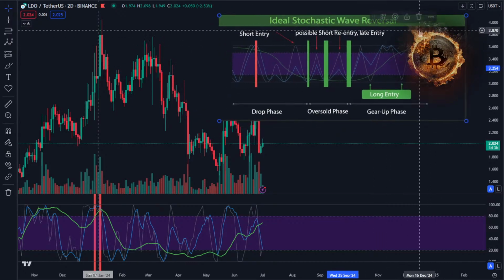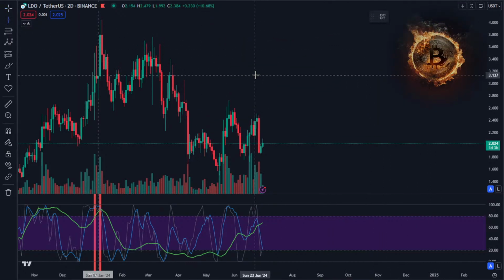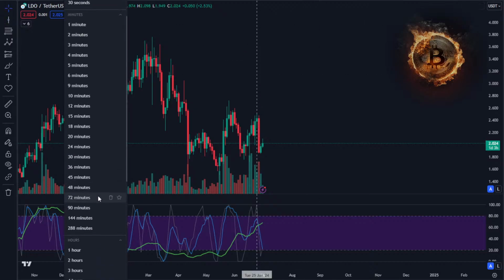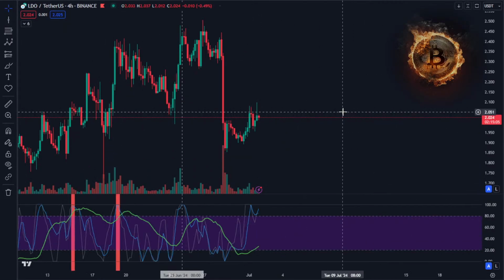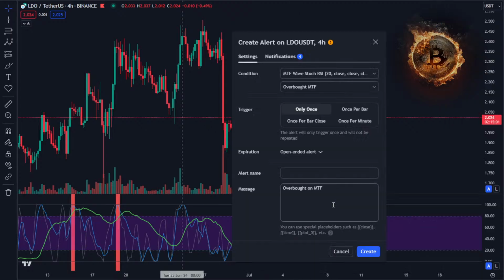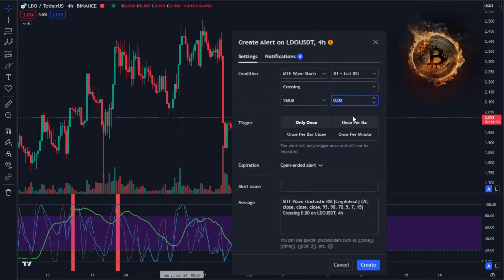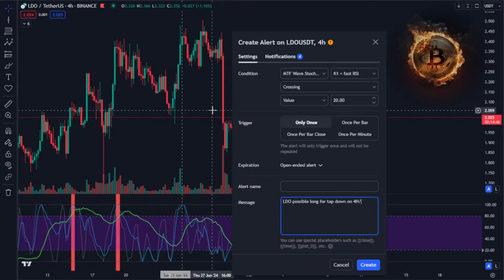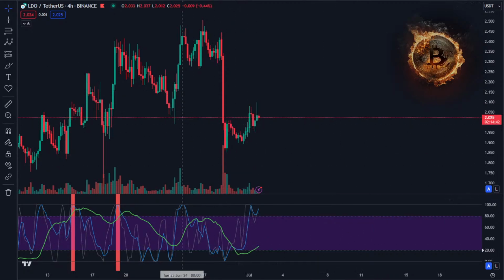So for that reason I would be simply zooming in on this one and waiting for a tap down. Okay, so I'm just gonna add this alert here, crossing 20, and write to myself LDO possible long for tap down on 4-hour time frame, and then add 2-day as well. Okay, so this one is set for me.